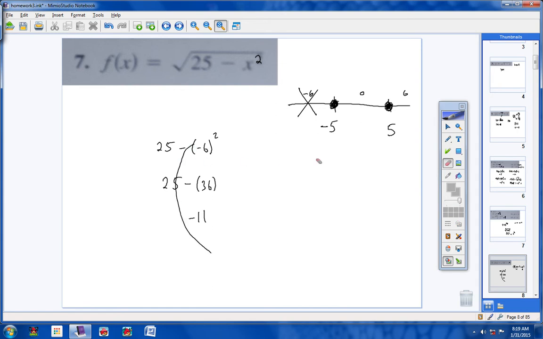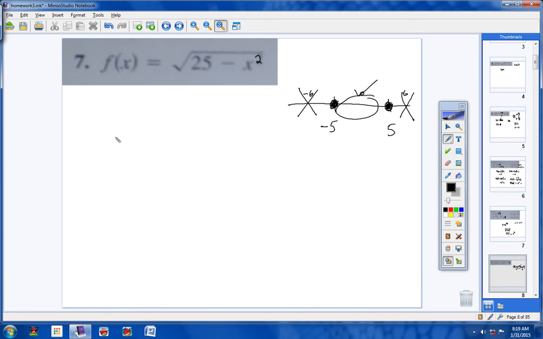Alright, let's test 0 now, very quickly. Let's do that in your head, guys. 0 squared is 0, 25 minus 0 is 25. That checks. Now let's test 6. Trust me, you're going to get the same thing you did over here. 6 squared is 36. 25 minus 36 is negative 11. This region does not work. So here is your domain right here.